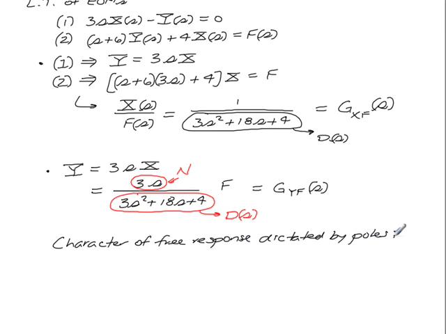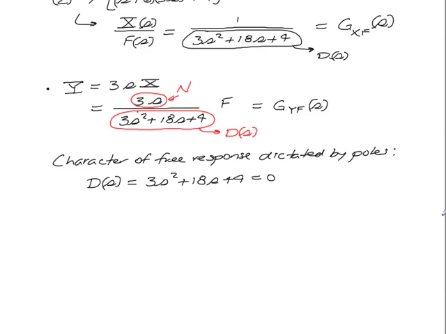In other words, we can get that straight from the transfer function. So d of s for both x and y was 3s squared plus 18s plus 4. We find the roots of that, the poles, by setting d equal to 0. We have a quadratic equation. So our two poles, p1 and p2, are going to be minus 18 plus or minus the square root of 18 squared minus 4 times 3 times 4, divided by 2 times 3.